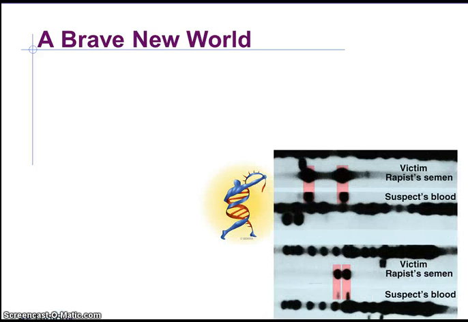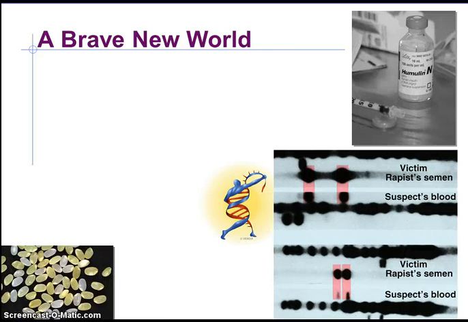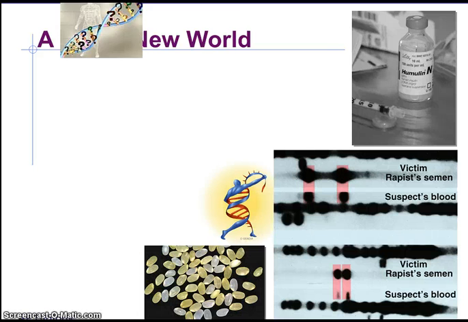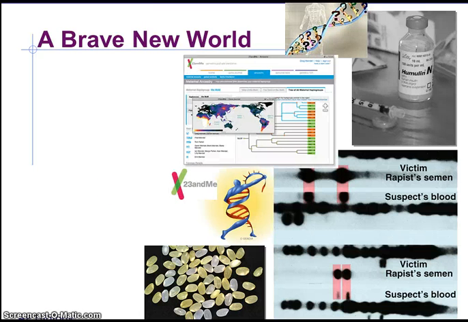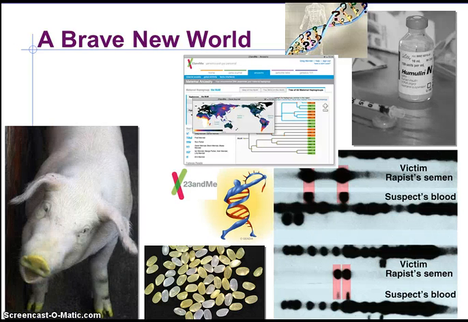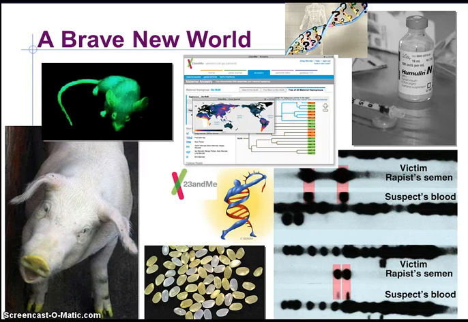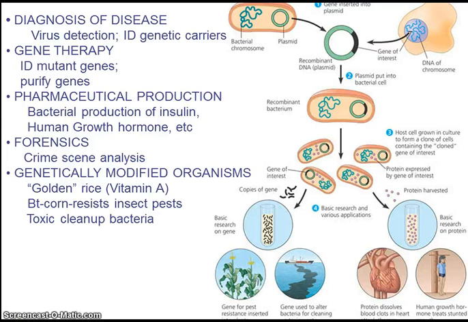So we can look at crime scene analysis. We can make insulin. We can modify rice. We can alter DNA in humans. We can do phylogenetic trees and try and figure out relationships. We can change the color of this poor piggy and rat. So why would we do all these?